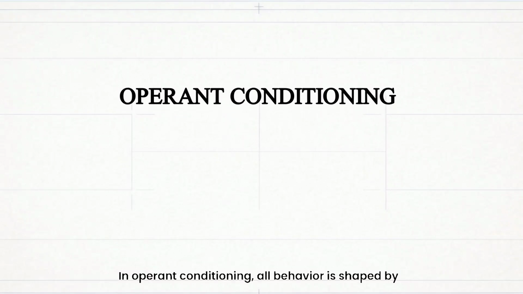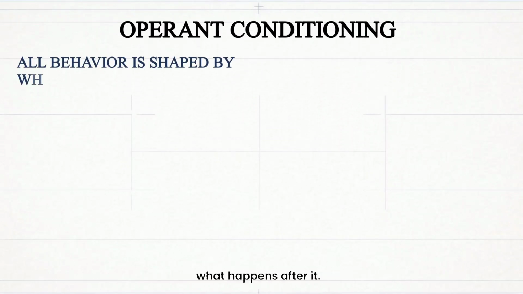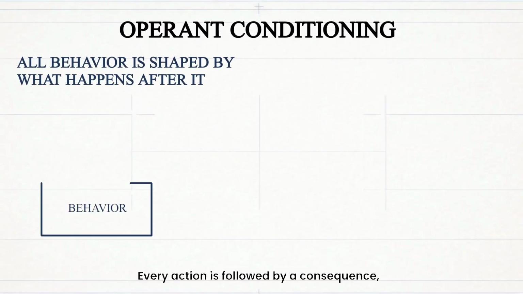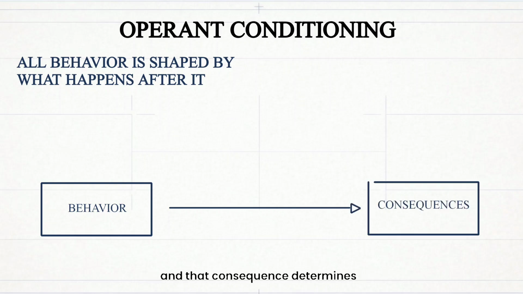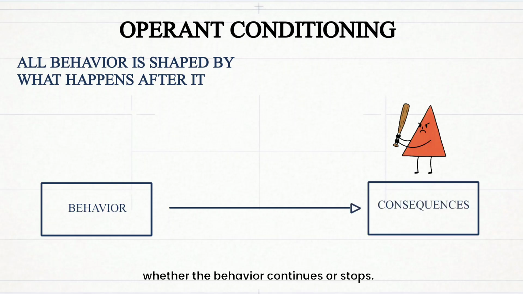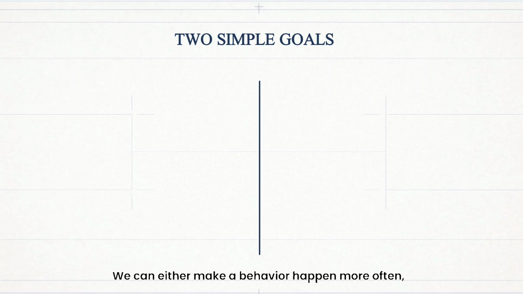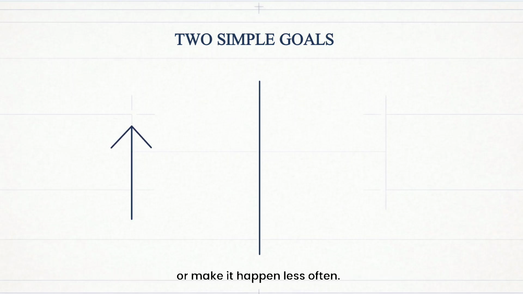In operant conditioning, all behavior is shaped by what happens after it. Every action is followed by a consequence, and that consequence determines whether the behavior continues or stops. This framework begins with two simple goals. We can either make a behavior happen more often or make it happen less often.